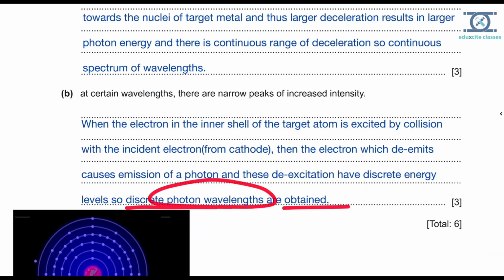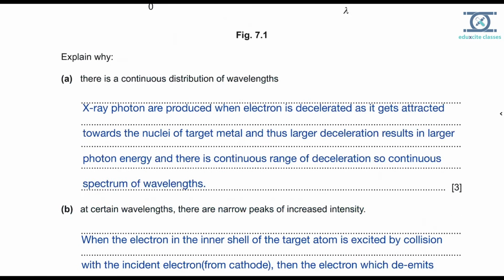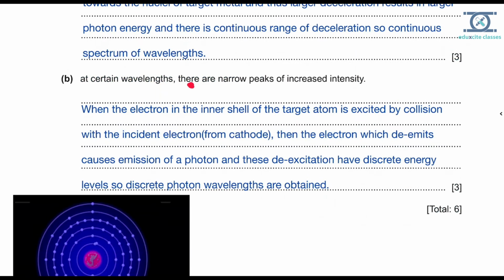So this is an important concept. You can write in this manner. I hope you get a better understanding of why we are getting a continuous distribution of wavelength and why we are sometimes getting narrow peaks of increased intensity. So that is the reason.